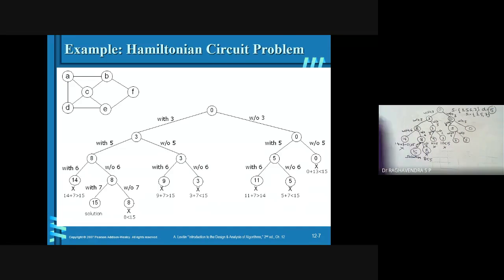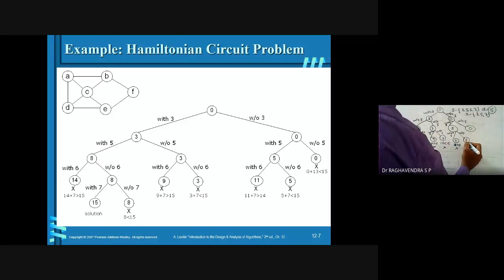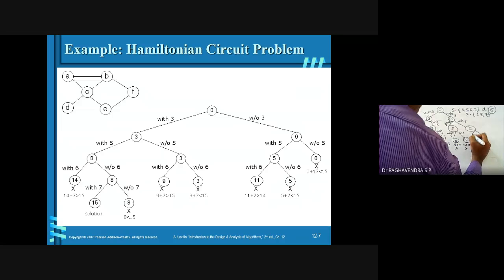11 plus 7 is 18, which is greater than 15, which is not possible. And here, 5 plus 7 is 12, which is less than 15, once again not possible. So go back. So without 5 means we have to go for with 6.